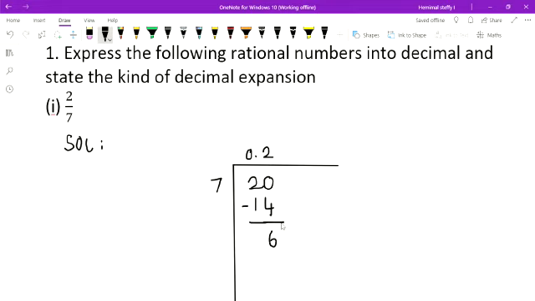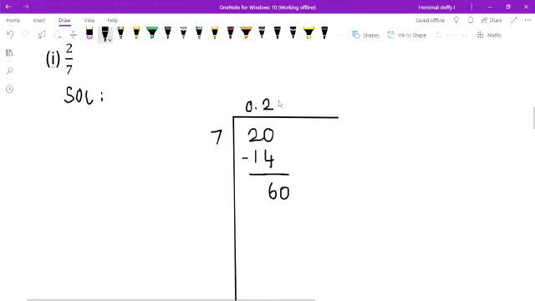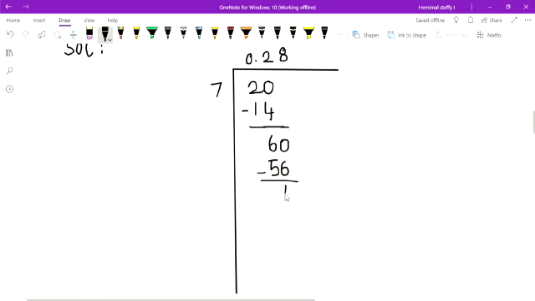Then I can add 1 0 with this number, because we have the decimal point here, so we are allowed to write 0 here. Then how many times? 8 sevens are 56. So I write the 56 here. I subtract this number, 60 minus 56 gives 4.